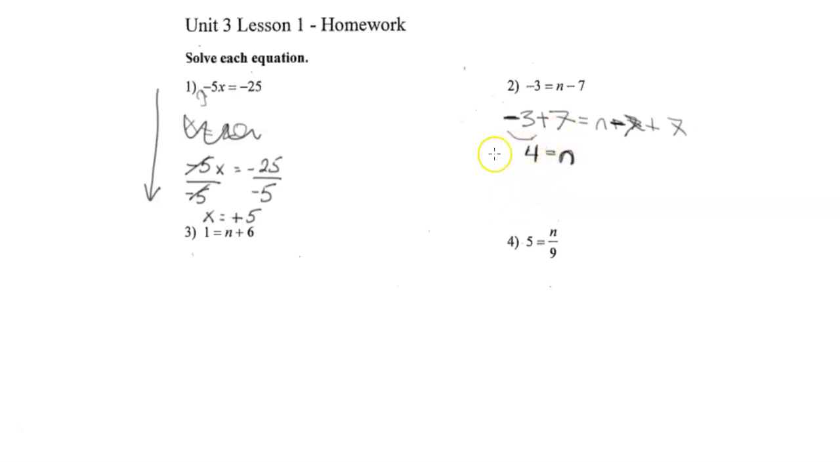Doesn't that have to be... It doesn't matter where you write the variable. It doesn't have to be n equals 4. It can be 4 equals n. It's the same thing. All right. So 1 equals n.